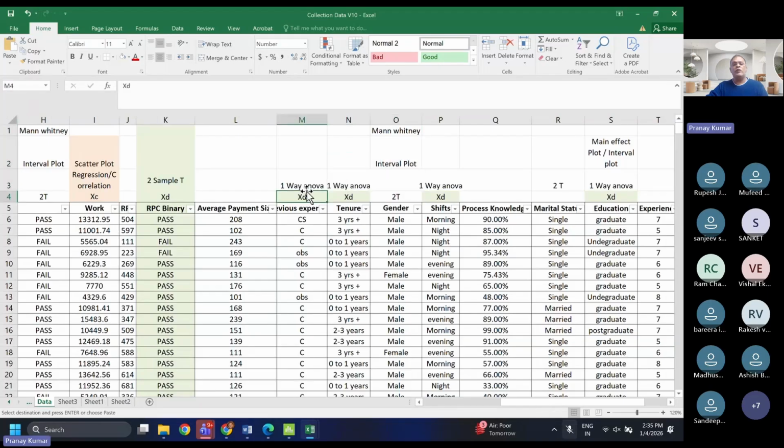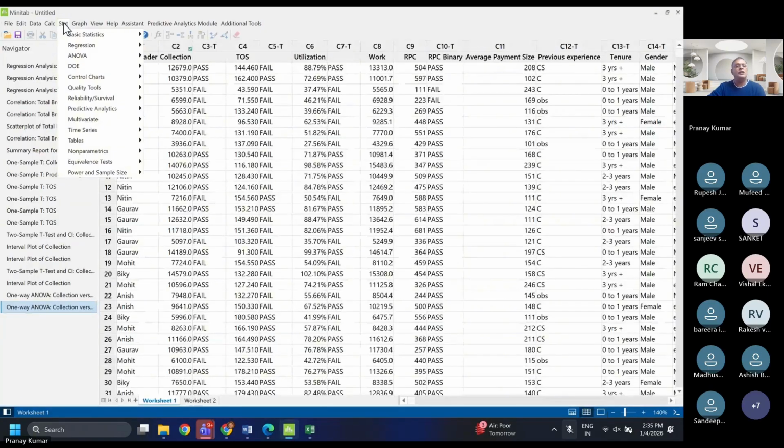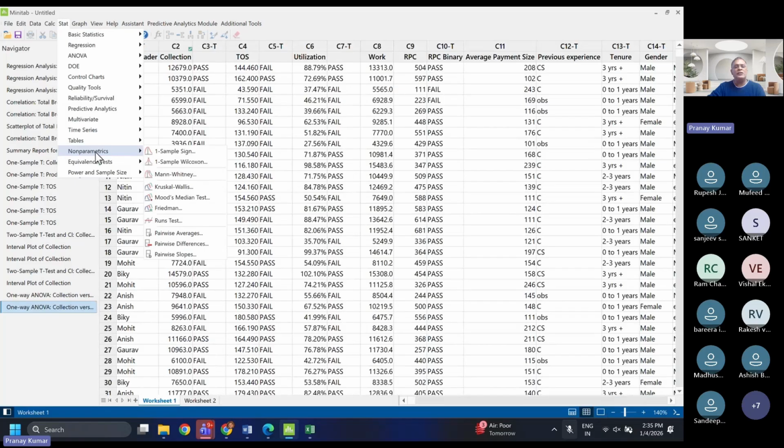What is the replacement of one-way ANOVA, people? Mood's median. One-way ANOVA means Mood's median. The tests are very simple. That's all your median tests lie in this non-parametric side. In place of one sample t, one sample sign is right here. Two sample t replacement is Mann-Whitney. One-way ANOVA replacement is Mood's median.